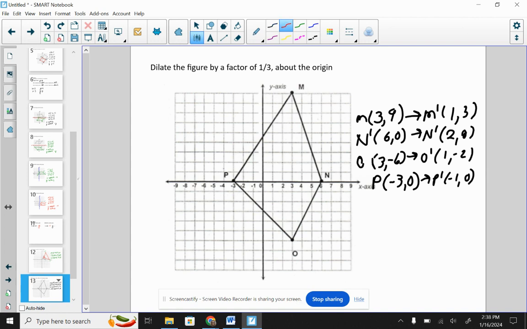Now if I were to graph those, 1, 3 is here. That's my M prime. 2, 0 is here. That's my N prime. 1, -2 is here. That's my O prime. And -1, 0 is here. That's my P prime. And now my shape looks like this. So I've shrunk it down. Again, the angles, this angle here and this angle here, are the same. But the lengths, this length and this length, are 1/3, right? Whatever this is divided by 3, I get this one. And that is a dilation.